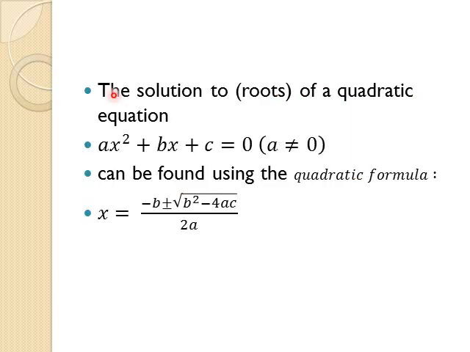Right, so the solution, or roots, of a quadratic equation, meaning when we factorize, ax squared plus bx plus c equals 0, take note, a cannot be 0, can be found using this formula. Alright, so write it down. This is going to make your factorization a lot easier for those of you that struggle with your timetables.